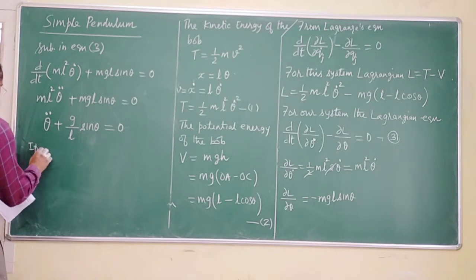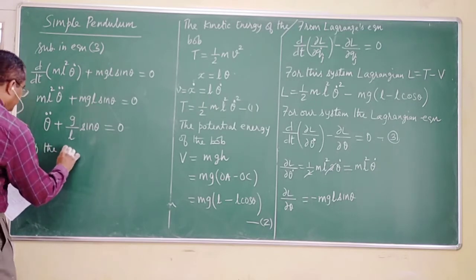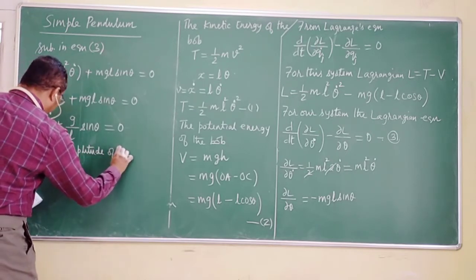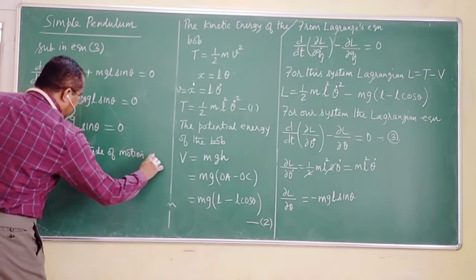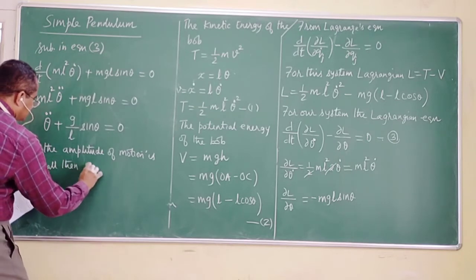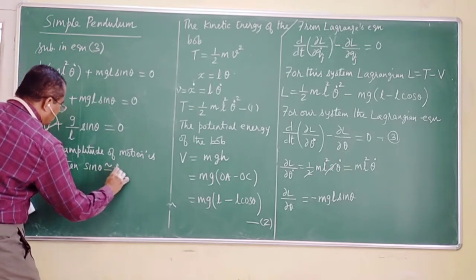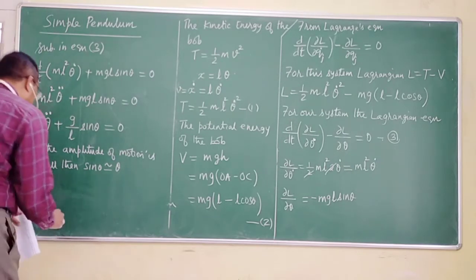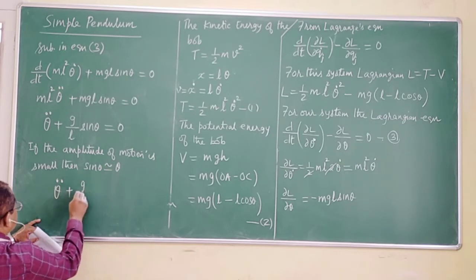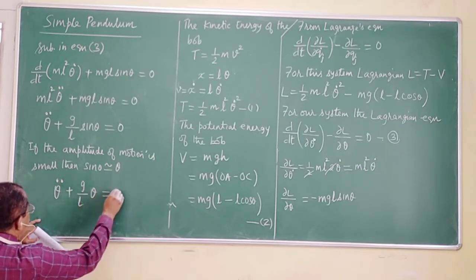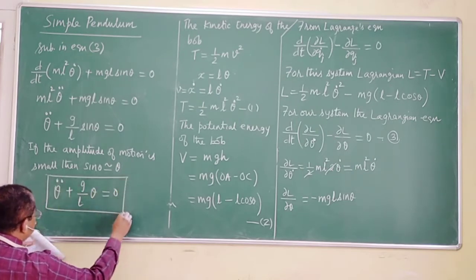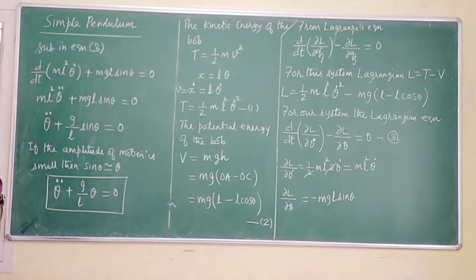I make an approximation here: if the amplitude of motion is small, then sin θ can be approximated to θ itself. Therefore, this equation becomes θ double dot plus g by l into θ is equal to 0, which is the equation of motion of a simple pendulum.